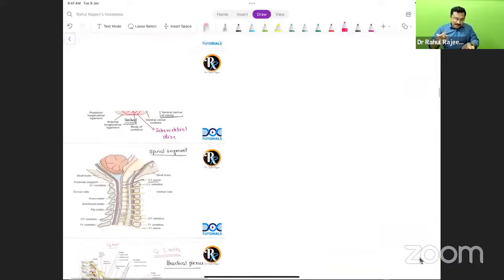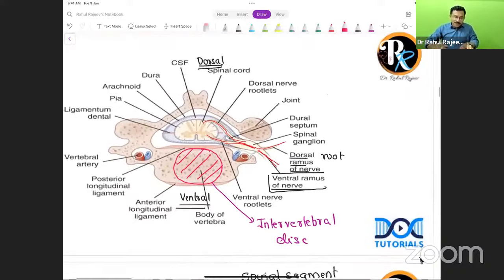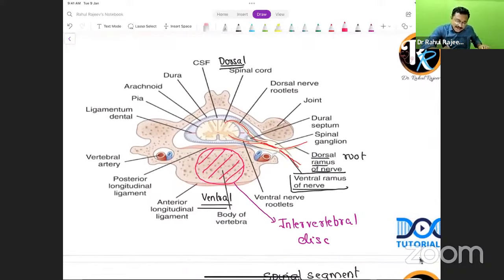Why? Because remember in this picture that I showed you, I told you where the disc is. And what can happen is this disc can bulge. And when this bulges in this direction, because your orthopedics faculty would have taught you, the most common site of a disc bulge is posterolateral. Posterolaterally, there is a disc bulge, right?